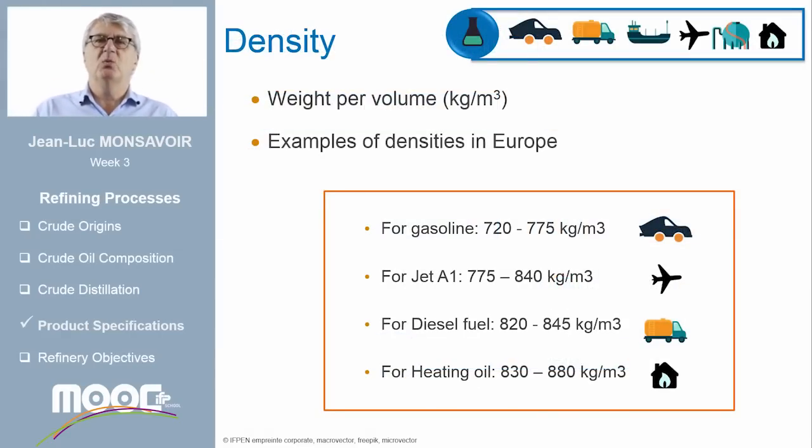Density is a specification widely used to characterize petroleum products. It is expressed as the weight of a product per cubic meter of the same product. When the carbon number of a cut increases, the density has a higher value. For instance, the density of gasoline is lower than the density of jet fuel.